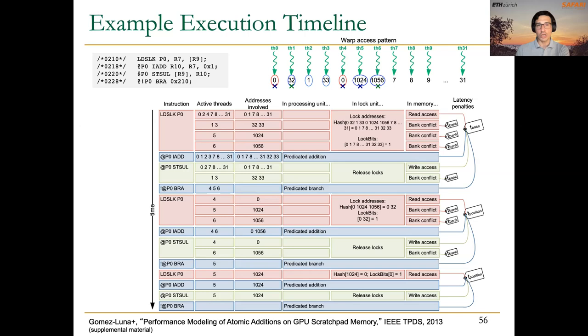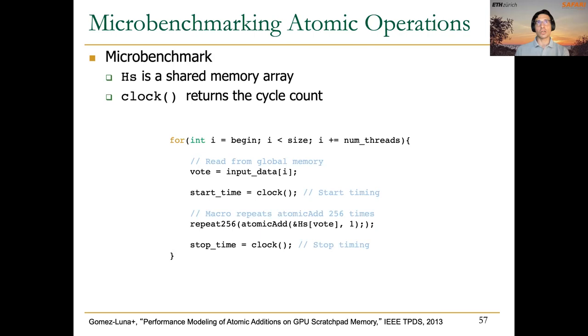And we analyzed that in a lot of detail using different microbenchmarks. This is one of the microbenchmarks that we use. Observe that we are using this clock function that returns the cycle count, and we are repeating the atomic operation multiple times in order to average the measured latency and obtain more reliable results with our microbenchmark.